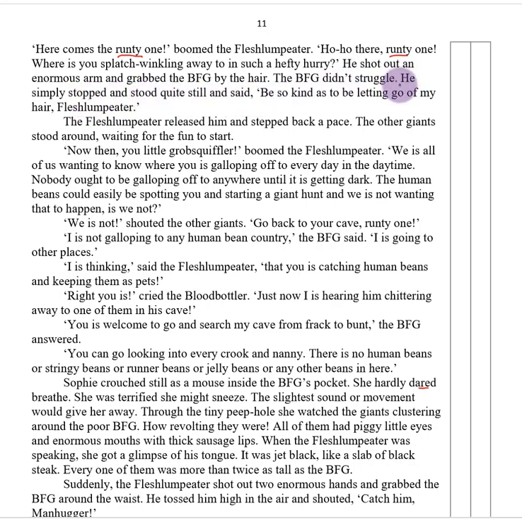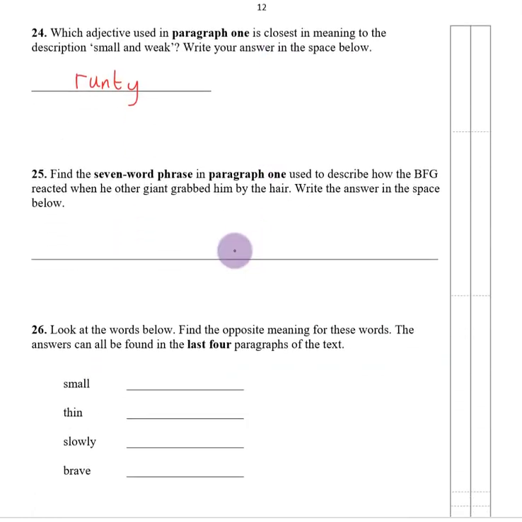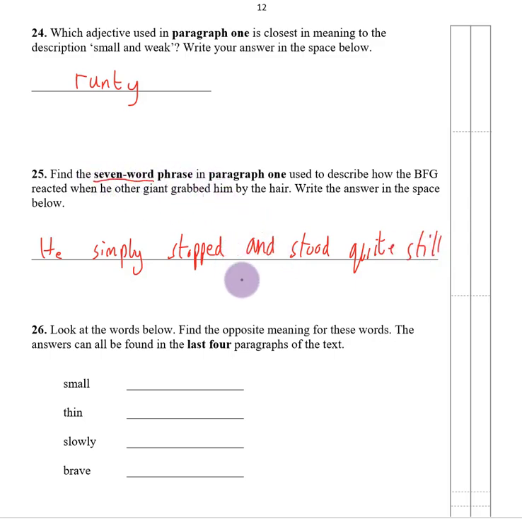So if we need it to be 7 words, so he simply stopped and stood quite still is the words that we're looking for. So he simply stopped and stood quite still. So 1, 2, 3, 4, 5, 6, 7. And it needs to be 7 words. If it says 7 words, make sure you make it 7 words.